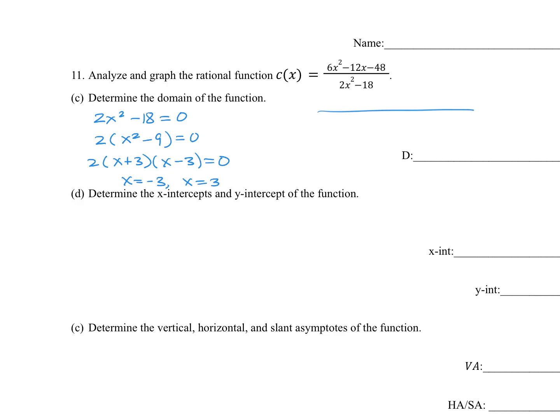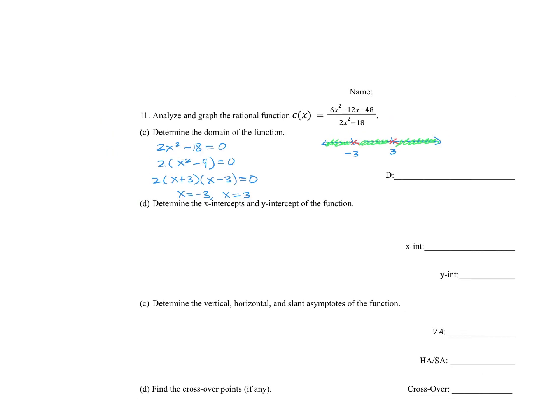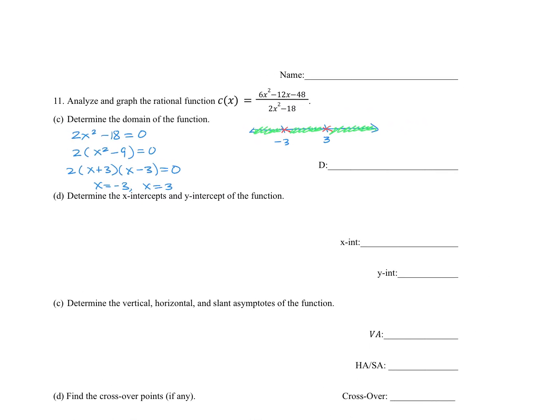Once again, draw a number line, stick your -3 on it, stick your 3 on it, put some red x's over the bad numbers, and just fill in what you want. So my domain is going to be, make some more room here, it's going to be -infinity to -3, union -3 to 3, union 3 to infinity. All right, now I'll find x-intercepts and y-intercepts.